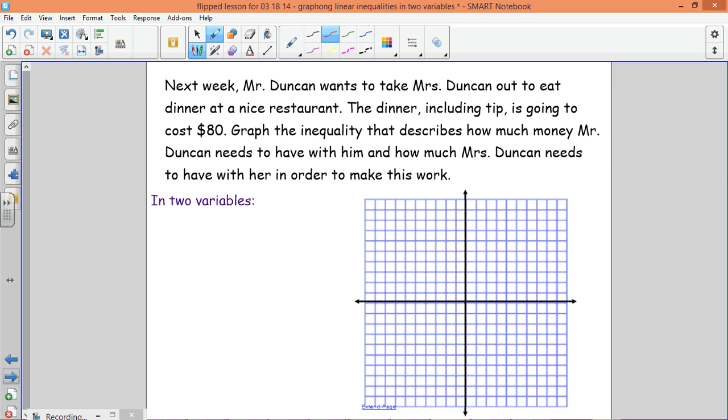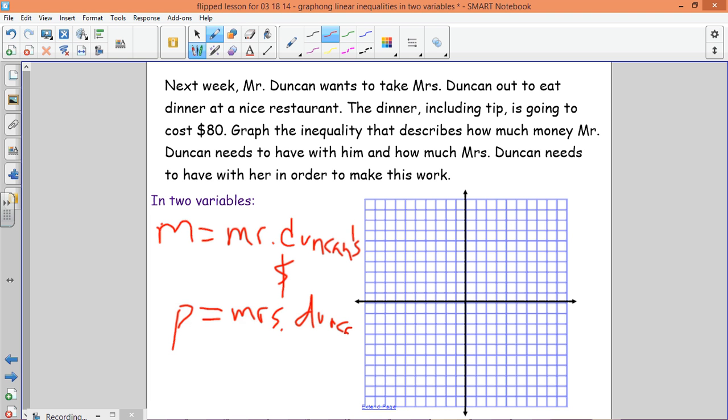So now I've got two variables, and I'm going to graph this with an XY plane, or more specifically, with the two variables I'm going to pick right here. How about M for Mr. Duncan's money, and we need something else for Mrs. Duncan. How about P for pretty? My wife is pretty, so Mrs. Duncan's money is going to be represented by P.